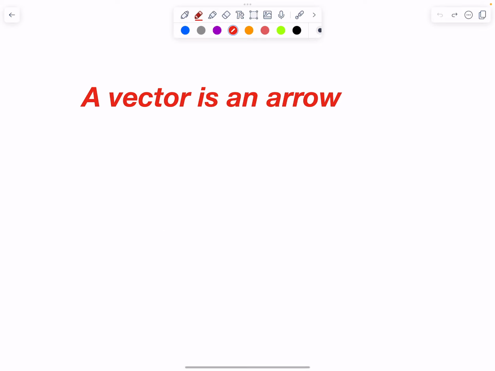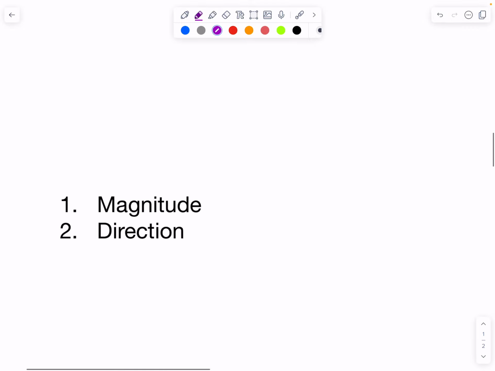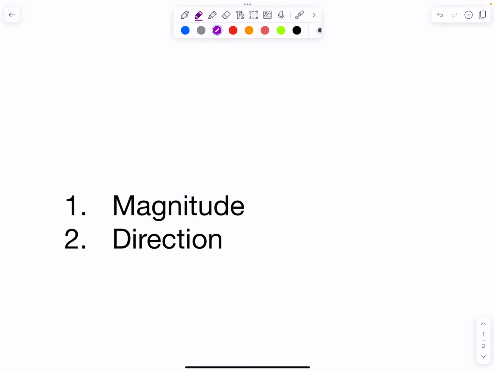I said you draw a line first. Draw a line, and then arrowhead. The length of this line indicates the magnitude. The direction of the arrow point represents the direction of the vector. The most important concepts of a vector are magnitude and direction.